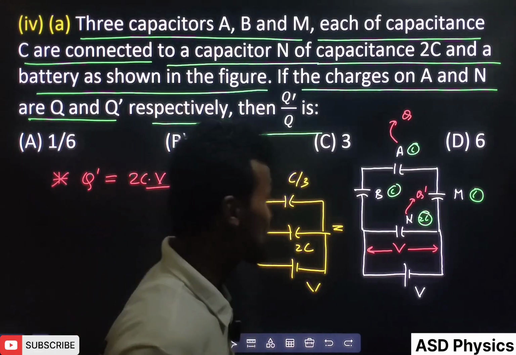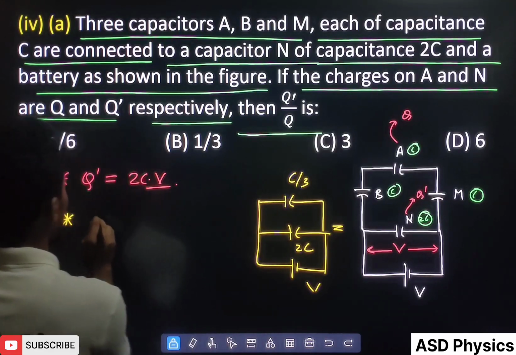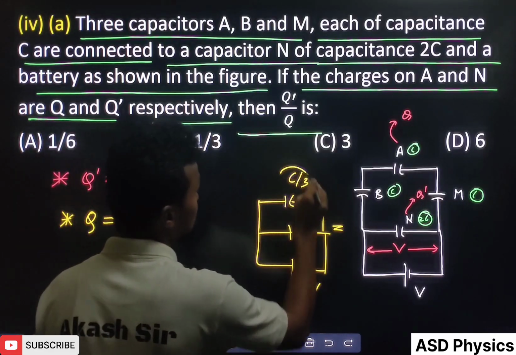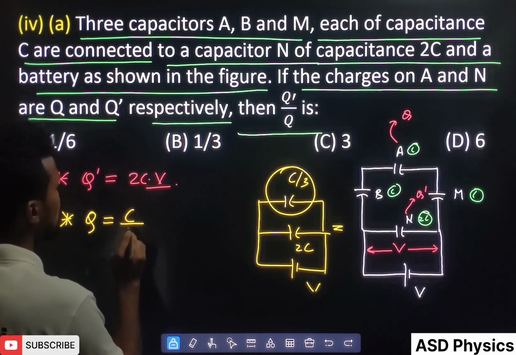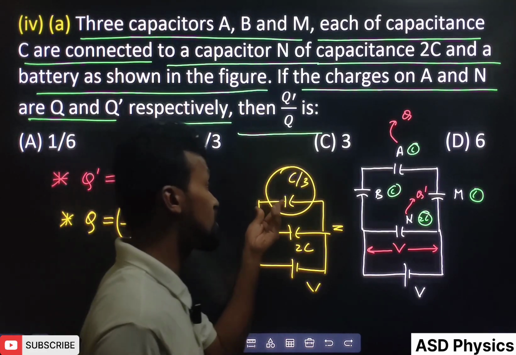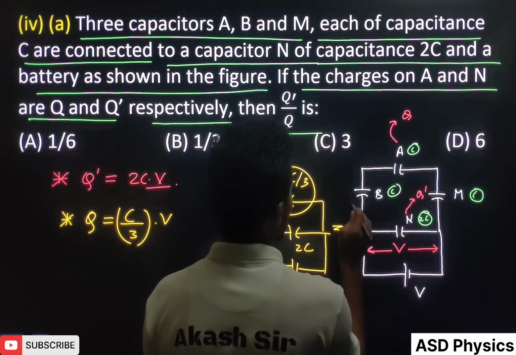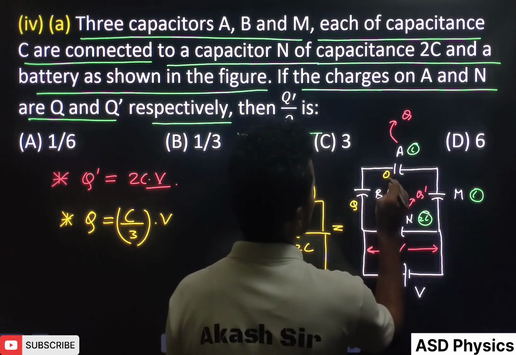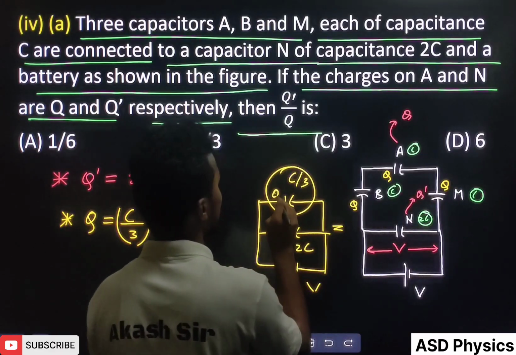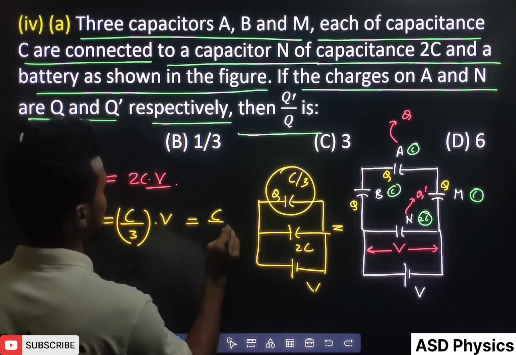So here what will happen, students? In this situation, the charge Q on this capacitor will be how much? Anyhow we can write C by 3 into V. And you know very well whatever charge is on an equivalent capacitor, the same charge will be on the individual capacitors also. Like here also it will be Q, here also Q, here also Q. So this will come as C by 3 into V.